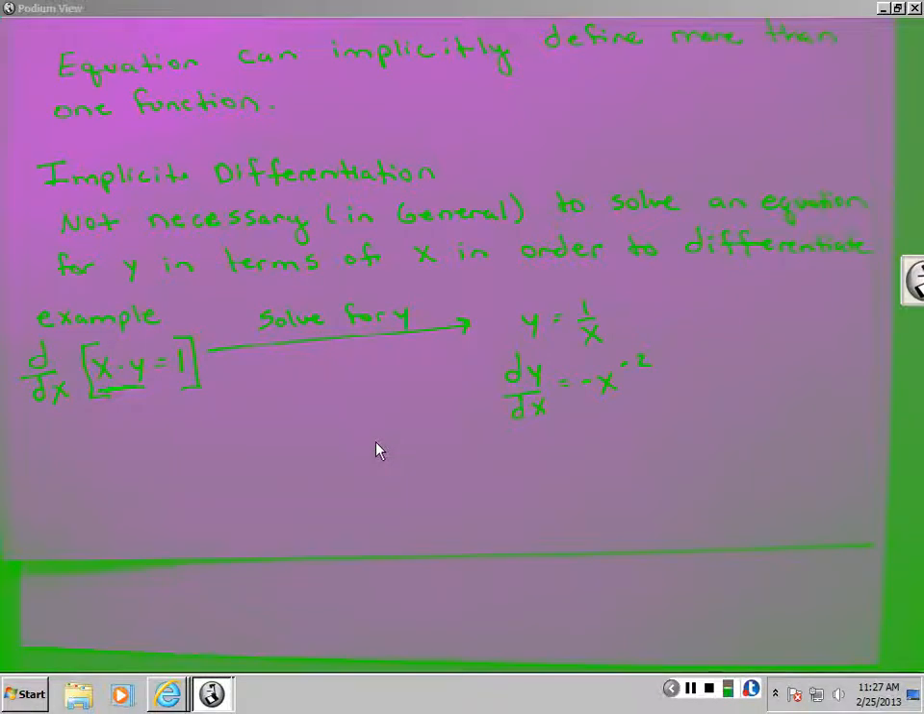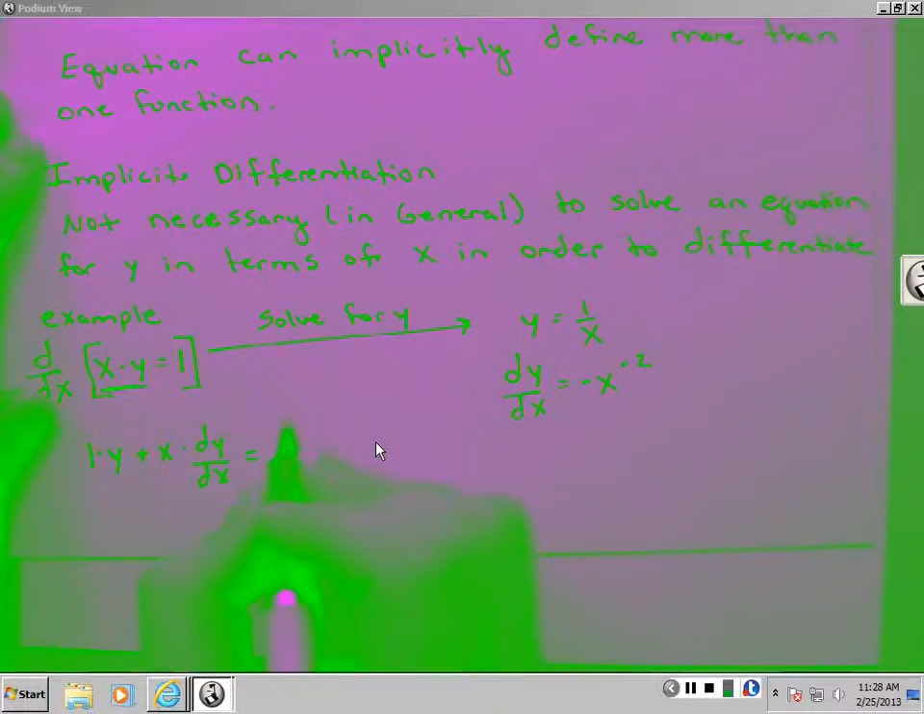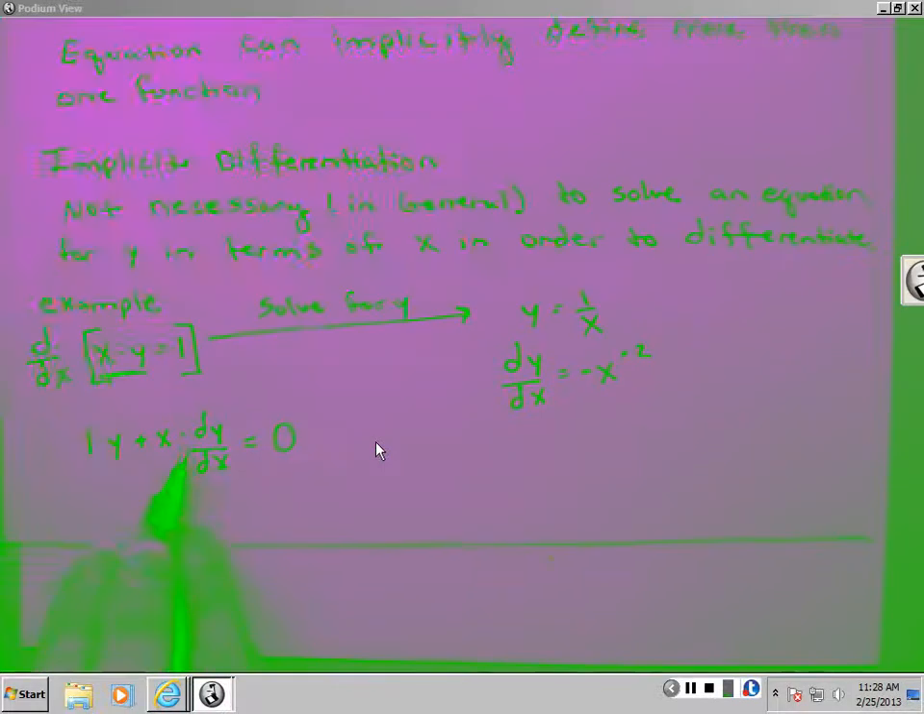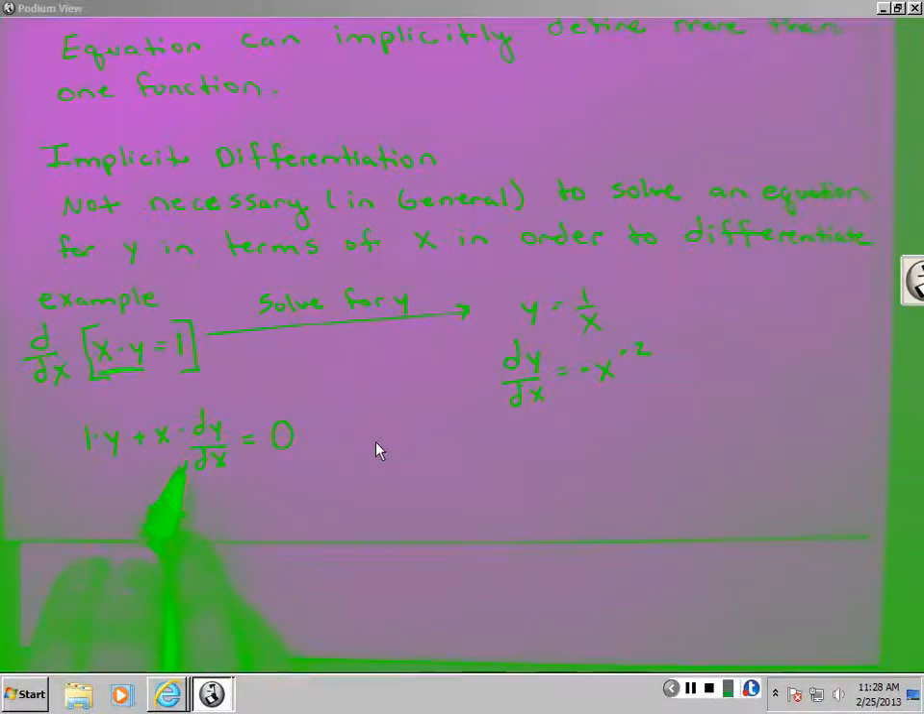dy over dx. It's the derivative of y with respect to x. I don't know what that is. That's what I'm trying to find. So we call that dy dx. So if I say the derivative of the first function, hold the second one, I have 1 times y plus x times dy dx equals, what's the derivative of 1? 0. So now I have this relationship and I want to solve for dy dx. dy dx is what I want to find.